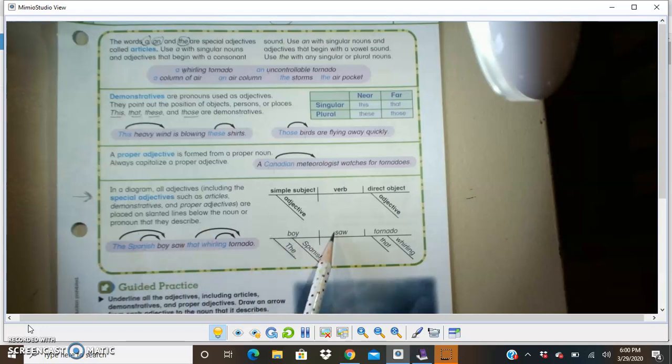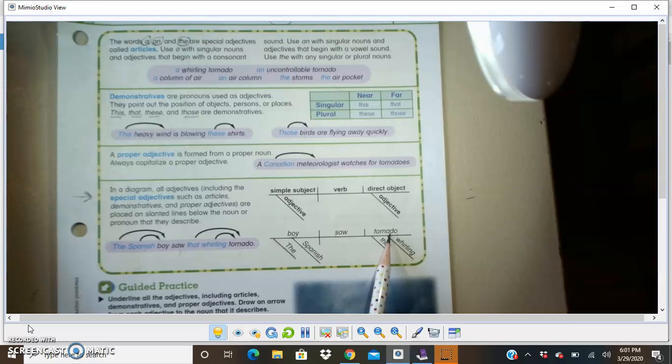So now the verb always goes in the middle right here. And the verb here is saw. This is an action verb that you can actually do. The boy saw. So saw is the verb. And then right here it says if it has a direct object, you're supposed to put the direct object on this part of the line. And this sentence does have a direct object. The Spanish boy saw that whirling tornado. What did the boy really see? He saw a tornado. So that is the direct object.